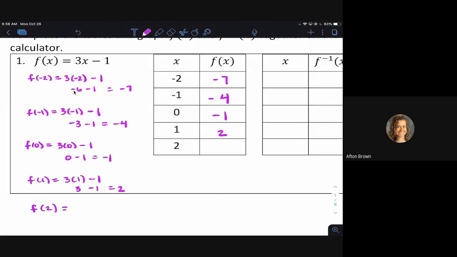Do we have to write it, or can we just like? If you do it in your head, you can do it in your head. Okay. As long as you get it right. But yeah, if you're comfortable doing it in your head, go for it.